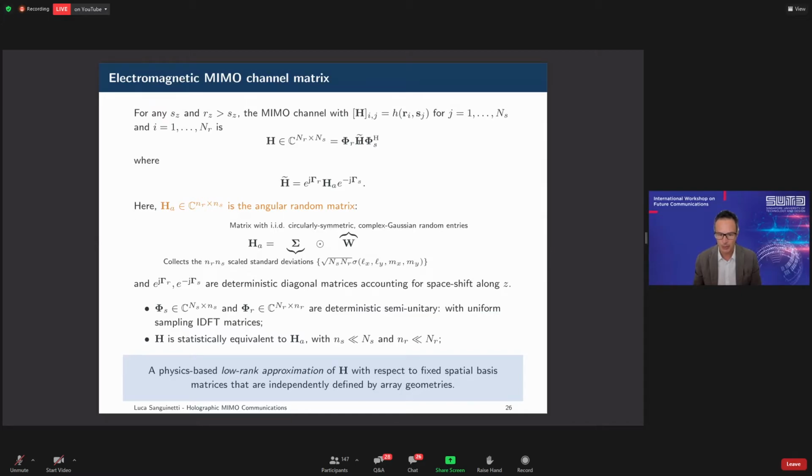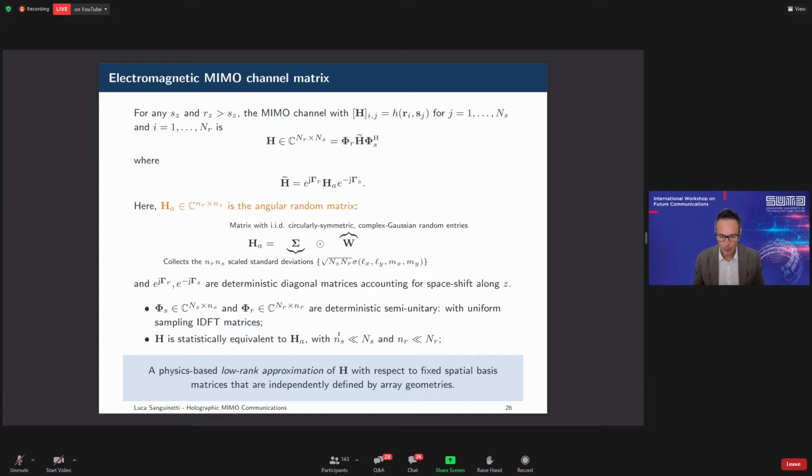Then in between, you have this matrix here, which is random. This is the angular random matrix, which is built from these diagonal matrices here, which account for the shift, for the distance, basically. And then in between, you have this matrix, which is basically given by the random Gaussian matrix, and the variances, basically the strength of the coupling coefficients that we have introduced before. So once you have the coupling coefficients, and you know their power, you can build the channel matrix by multiplying with this Gaussian matrix, taking into account the propagation distance between the source and the receiver, and then applying these DFT matrices. It's very simple, and at the same time, it's very accurate to model the electromagnetic propagation between the source and the receiver.